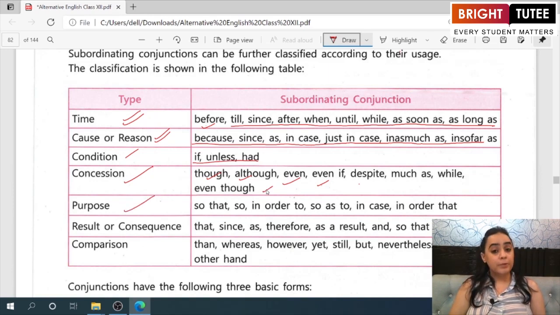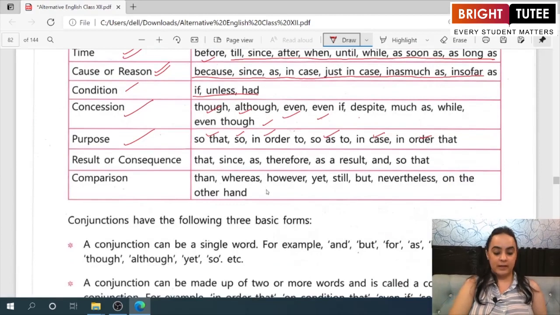Then we have purpose. Subordinating conjunctions are used to talk about the purpose of something. So that, so, in order to, so as to, in case, in order that, and so on and so forth are the conjunctions that help you to establish a purpose behind something. Result or the consequence of something, if you have to talk about, we use that, since, as, therefore, as a result, and so that, and so on and so forth.